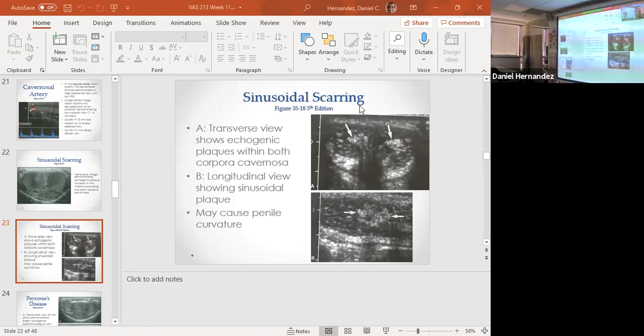So this is another image showing that scarring. The scarring appears as echogenic areas within that corpus cavernosa. So these are echogenic plaques that have developed.